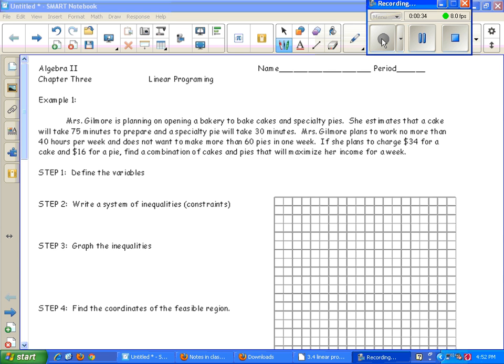So these are maximum profit equations that we're doing, and the way that we do them is we have all these steps that we're going to go through, and our graph is going to help us determine what the maximum income for a week can be.